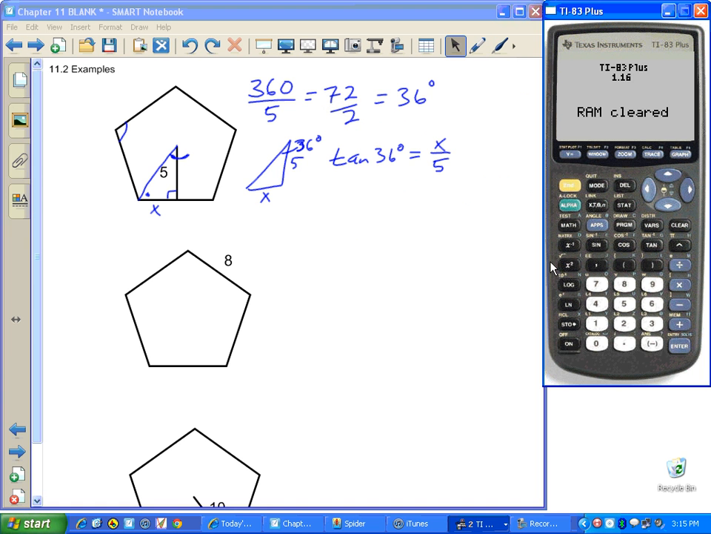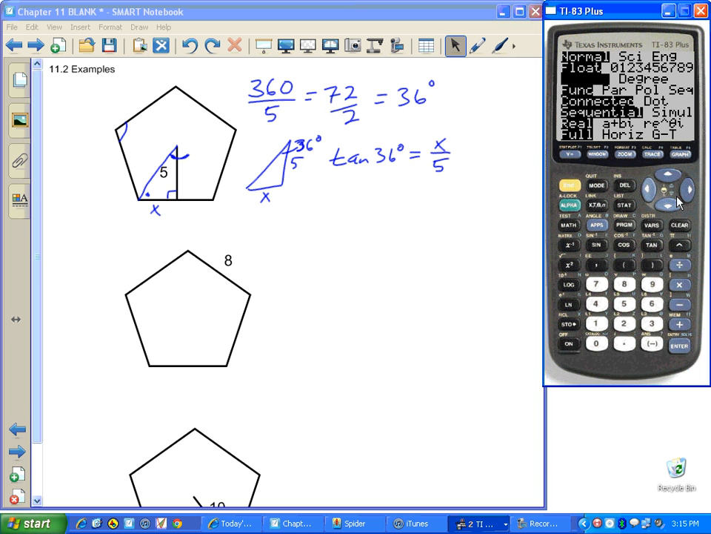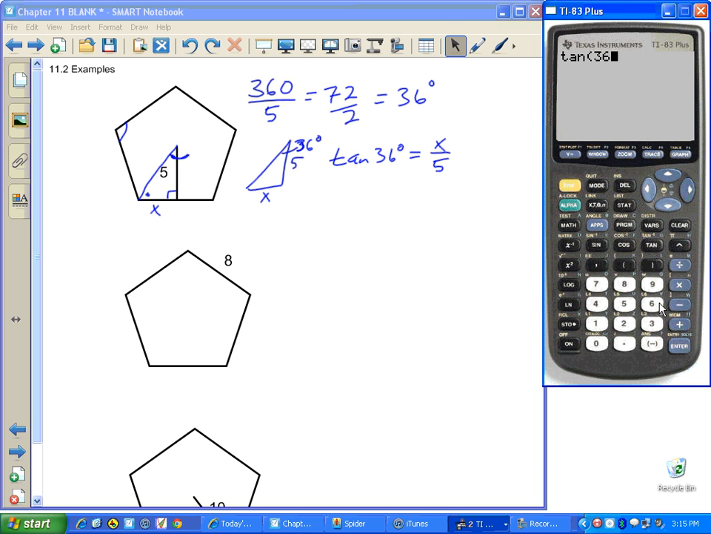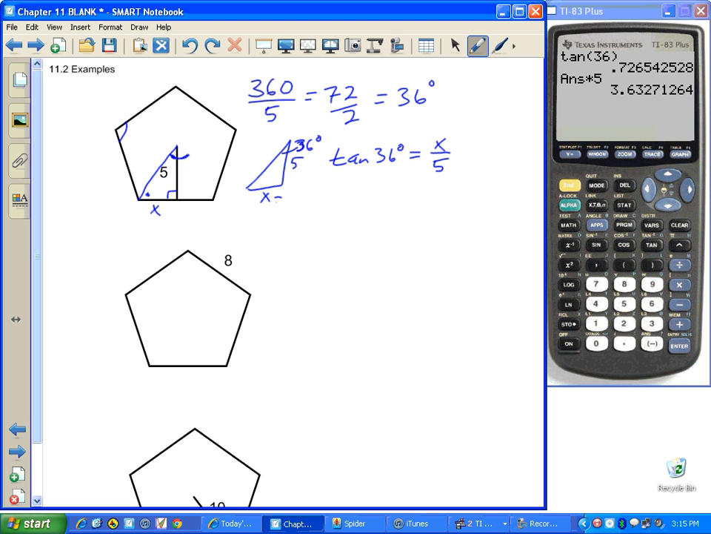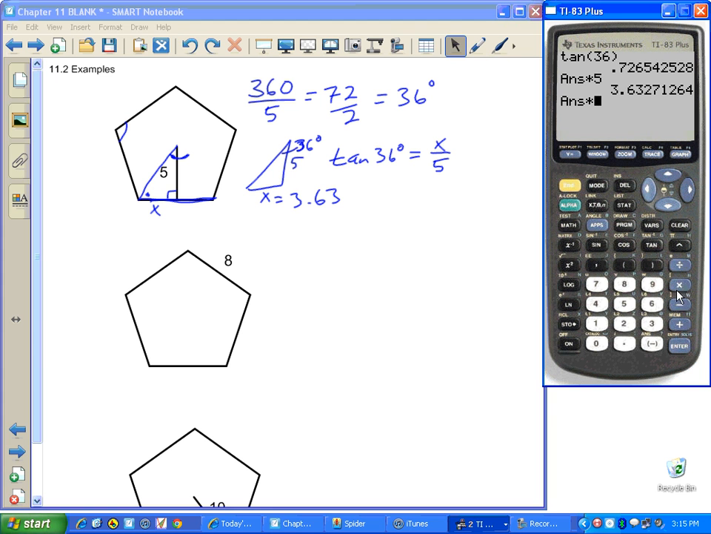I've got my calculator here. We can figure out what is the tangent of 36. Make sure we're in degrees. Tangent of 36 is that. If I multiply both sides by 5, that'll leave x alone. So I'm just going to multiply this by 5. And that's how long x is. So x is 3.63. That means each side is double that.